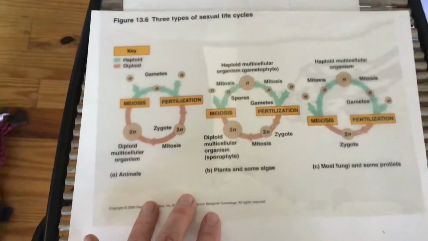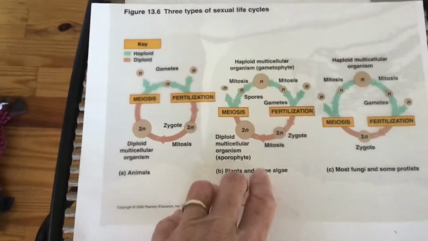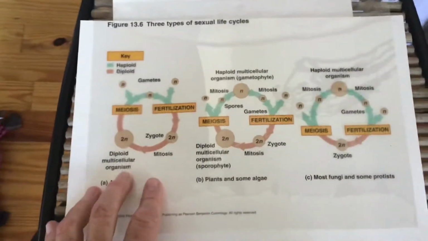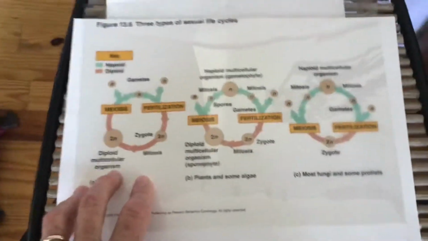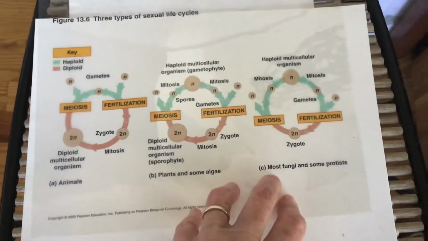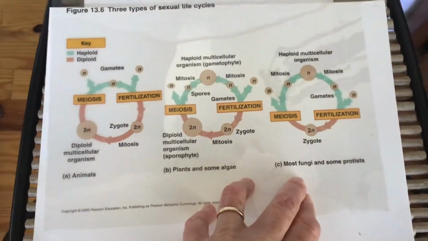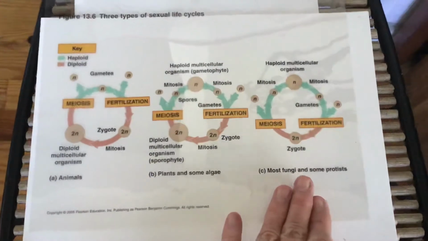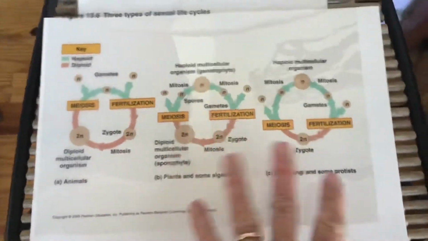Just as a comparison of the groups, this is just showing you plants and some algae. Actually, some fungi kind of look like this too. Animals are more like this, and this is of course more like the Protist group. So you guys check this out. They're also saying fungi is like this. Fungi can do different things, so we'll talk more about that later.